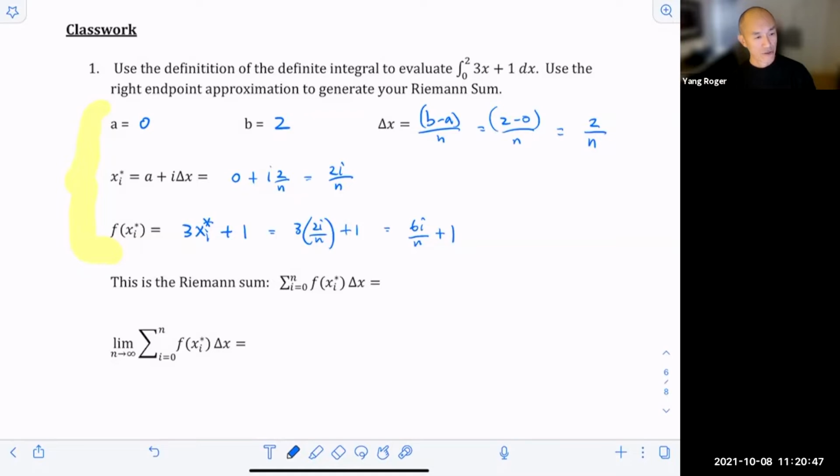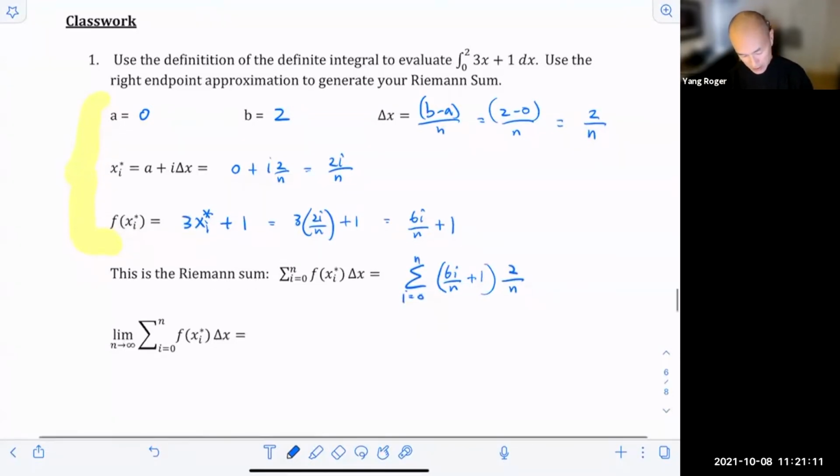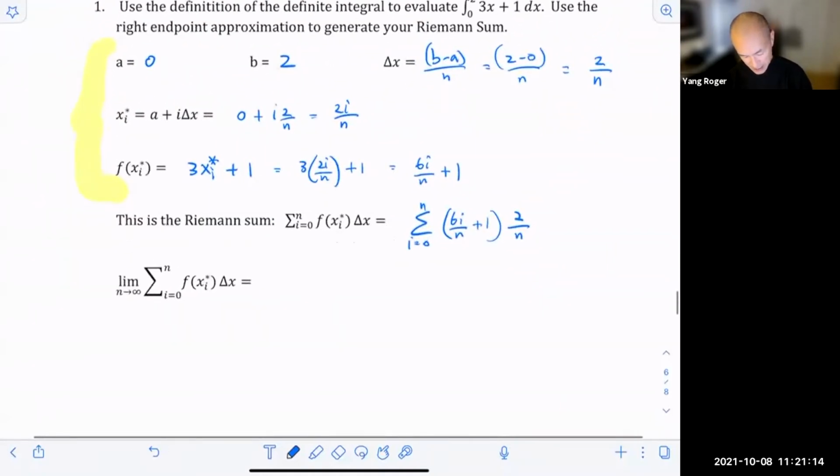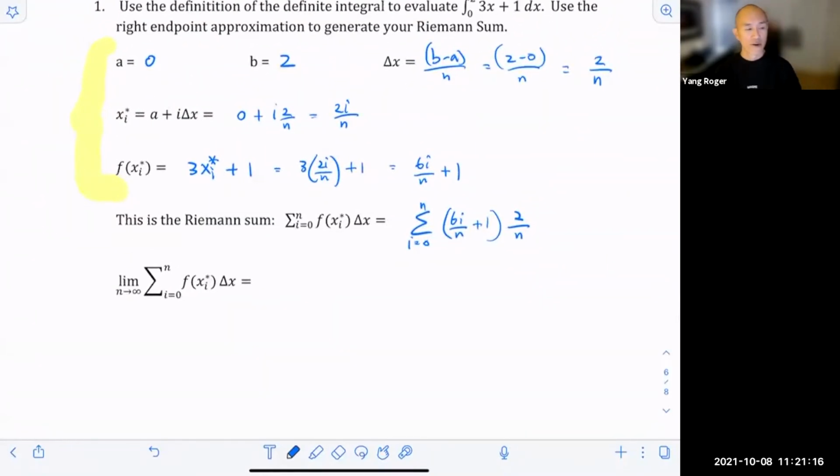All right. So now when I put it together, my Riemann sum is going to be the summation of f of xi star, which we just calculated was 6i over n plus 1, parentheses, times my delta x, which is 2 over n, like this. And we're going to go as i goes from 0 to n. Okay. So I'm going to let you simplify this and then finish the rest, and then we'll go over it in a moment. So you guys continue this.